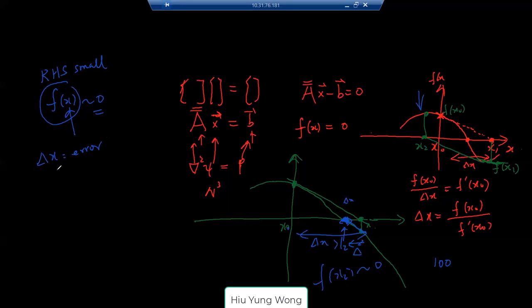We also say that if this is small, then we assume it converges. It means that you don't move much. So there are two convergence criteria you can use. One is the right-hand side is small, and the other is the error is small. I'm going to show you the log file later, and then you know how to see that.